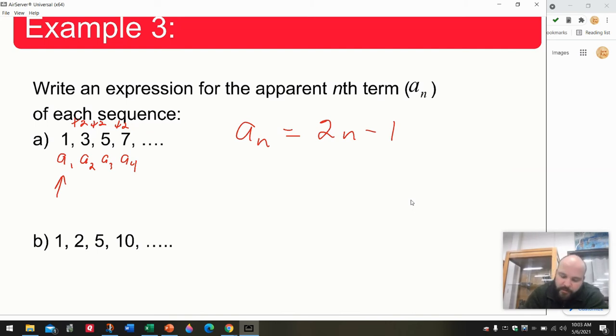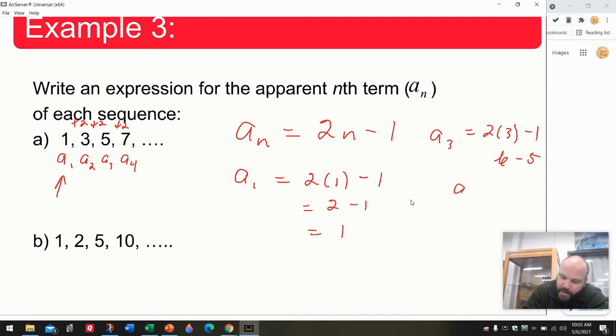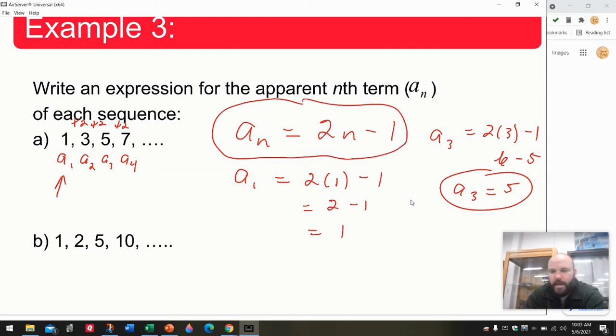So if I want a sub 1, I can plug a 1 in, and you can see I get 2 minus 1, which is 1. Let's plug a 3 in. If I want a sub 3, I can put 2 times 3 minus 1, which gives me 6 minus 1, which gives me a sub 3 is 5. So there you go. You can see that this did work like we expected. And so this right here is the expression for the nth term.